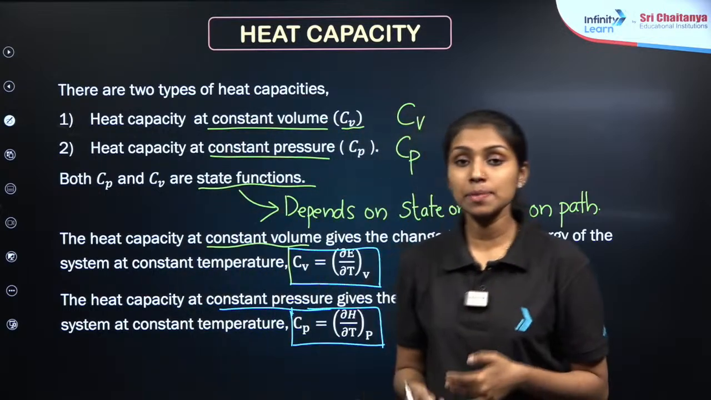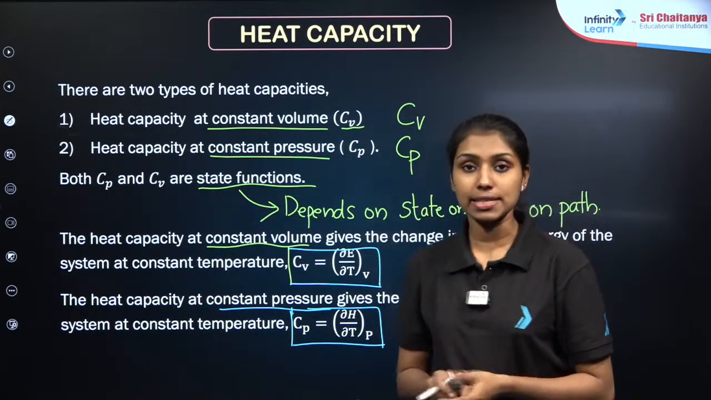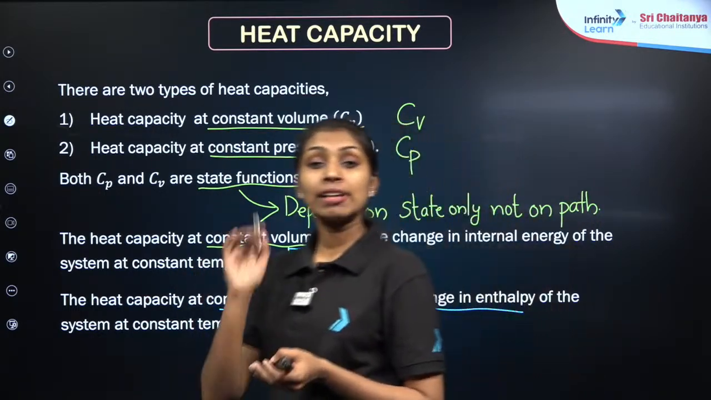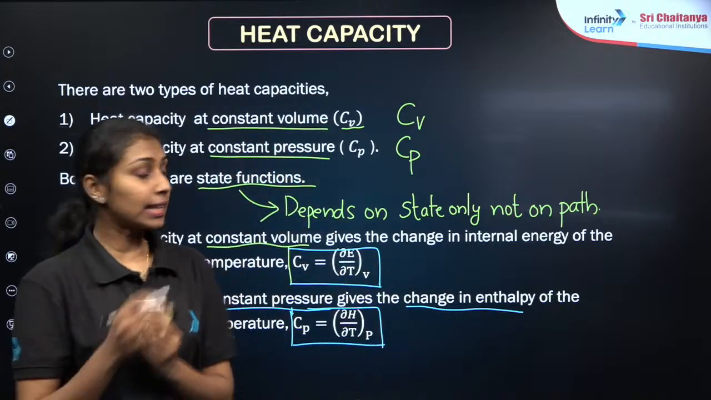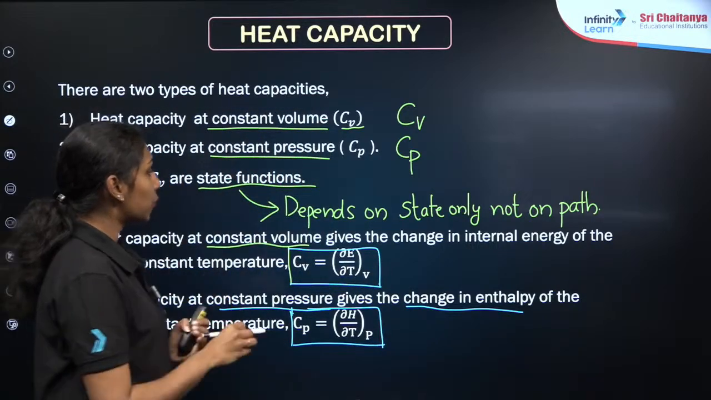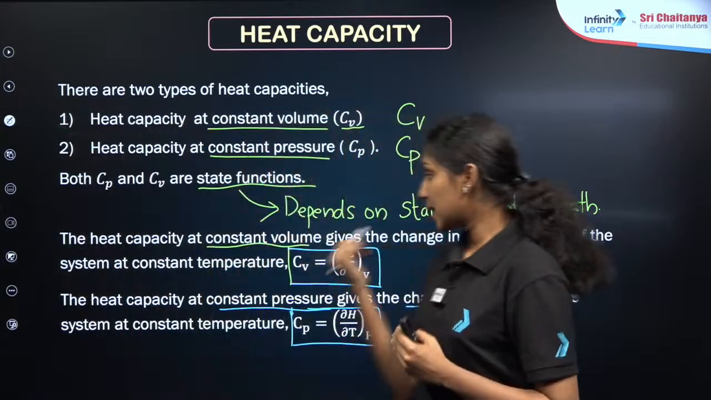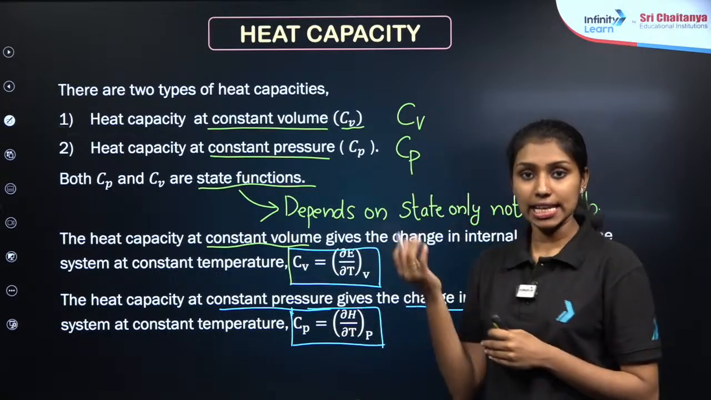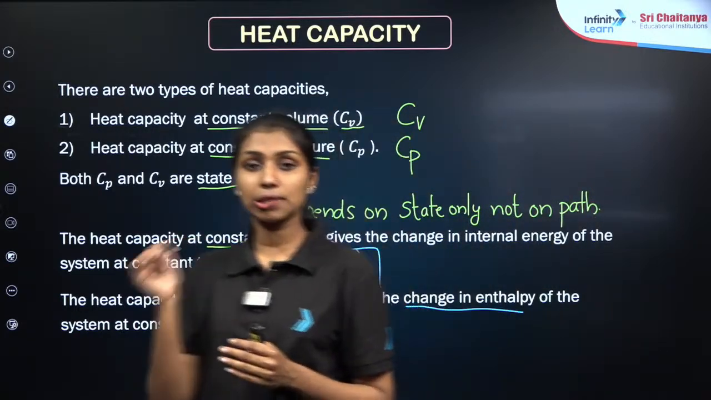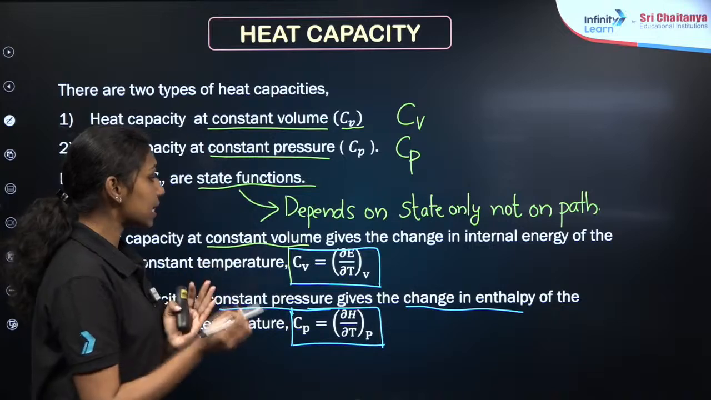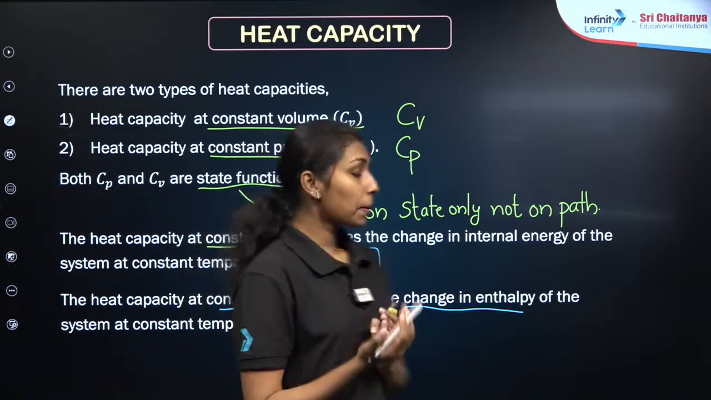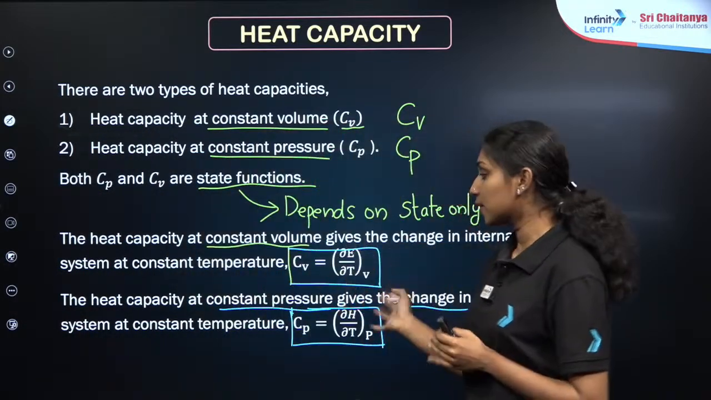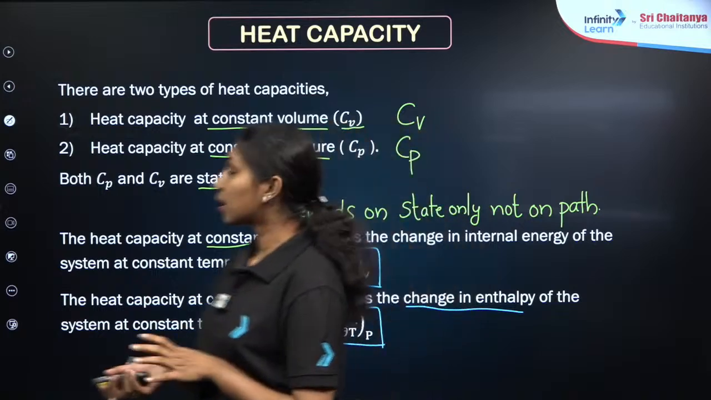Okay, these are the important terms that are connected to the heat capacity. There are two types of heat capacity. One is at constant volume denoted by Cv, and the second one is at constant pressure denoted by Cp. Then Cp and Cv are again connected by internal energy as well as enthalpy. Cv is equal to the change in internal energy with temperature, and Cp is equal to the change in enthalpy with temperature. Clear?